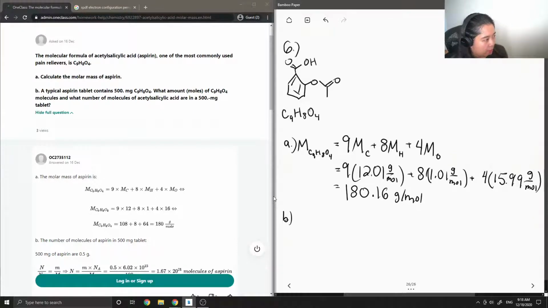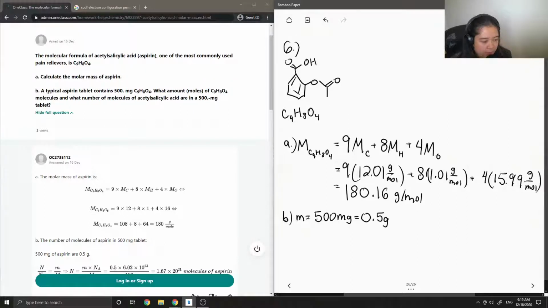So now part B. A typical aspirin tablet contains 500 milligrams of aspirin. So we'll write down the mass, which is 500 milligrams. And they're looking for both the number of moles and then the number of molecules of aspirin. Okay, so we know our mass is 500 milligrams, but if we look at the units of our molar mass, it is in grams per mole. So I'm just going to convert the 500 milligrams to grams. So it would be 0.5 grams.